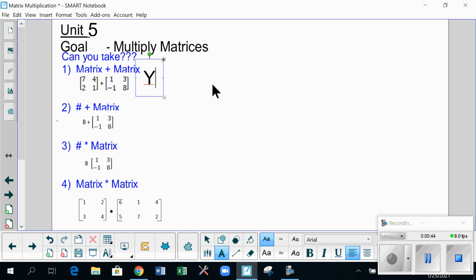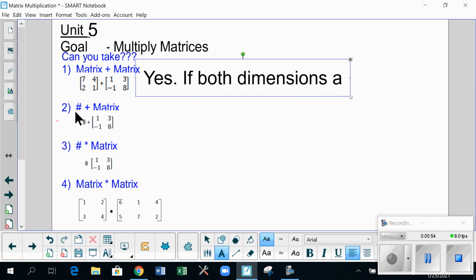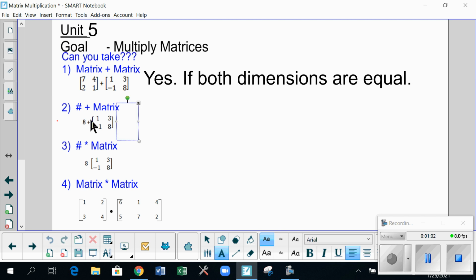Is this allowed? Well, yes, it is. We are allowed to add these two matrices together, but there is an if. If both dimensions are equal. You can only add two matrices together if they are the exact same dimensions. Now, what about number two? Are we allowed to take a number like 8 and add it plus a matrix? The answer is no. You can never take a simple number like 8 and add it to a matrix.